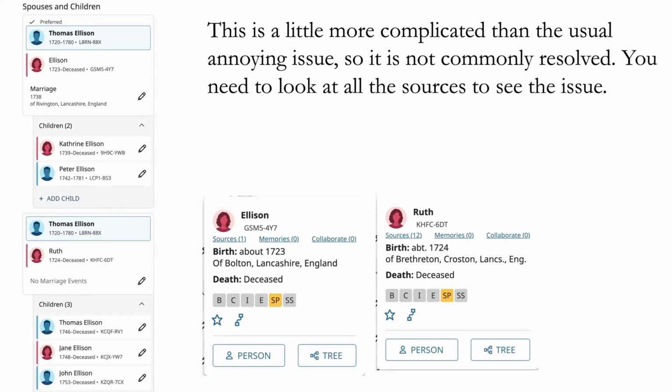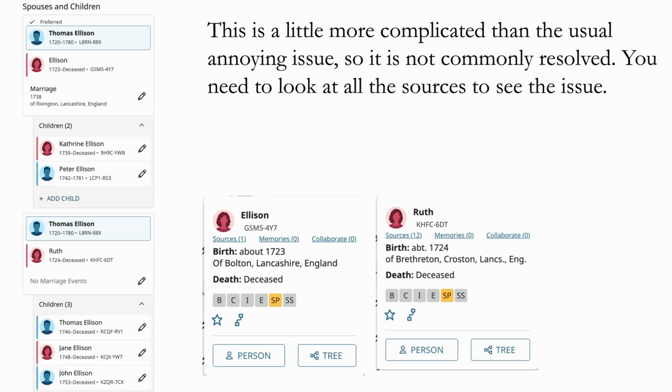When you look at this, the important thing in this one is that you need to look at all the sources, read them through and understand what your sources are before you start adding information to a family. So here's Thomas Ellison, 1720 to 1780, and I refer to them by the last three characters of their ID number. He's 88X. And you look down below, and there's Thomas Ellison again. It's 88X, the same person. They have married a wife in 1723 named Ellison, and have two children, one in 39 and one in 42, which is another question. Oh, they got married in 38. Okay, that's right. So they're married in 38 in Rivington.